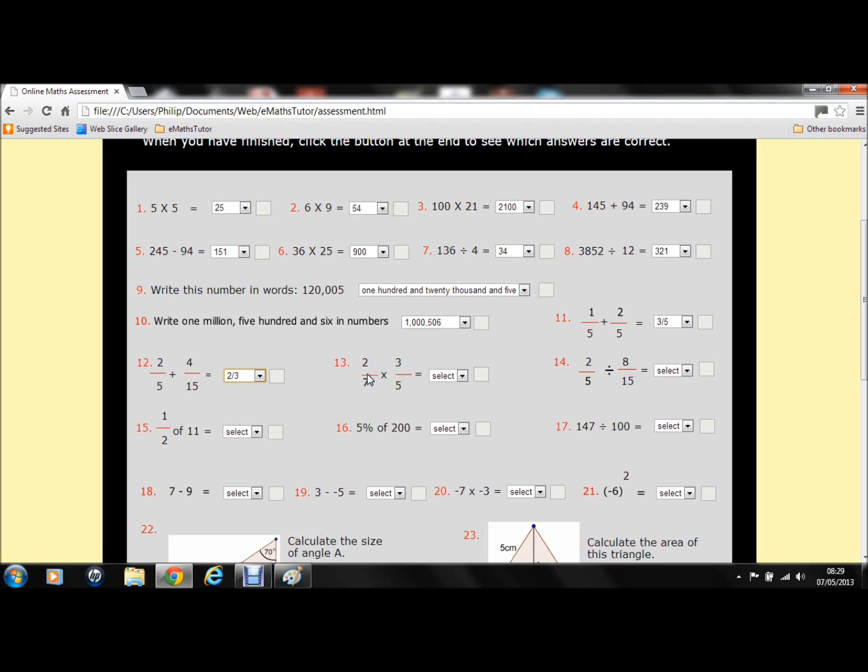Multiplication of fractions is simpler. We do, in this case, multiply the top numbers together and multiply the bottom numbers together. 2 3s are 6, 7 5s are 35, gives me 6/35.